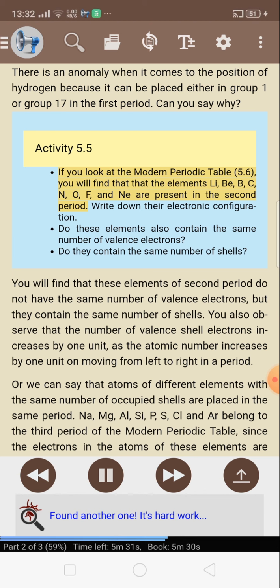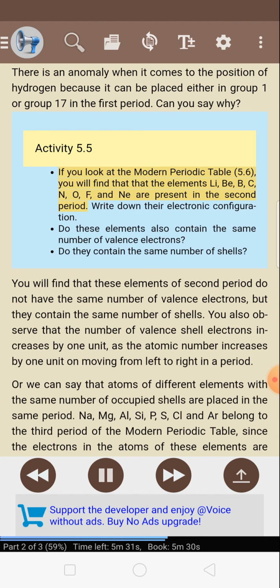If you look at the modern periodic table, 5.6, you will find that the elements Li, Be, B, C, N, O, F, and Ne are present in the second period. Write down their electronic configuration. Do these elements also contain the same number of valence electrons? Do they contain the same number of shells? You will find that these elements of the second period do not have the same number of valence electrons, but they contain the same number of shells.